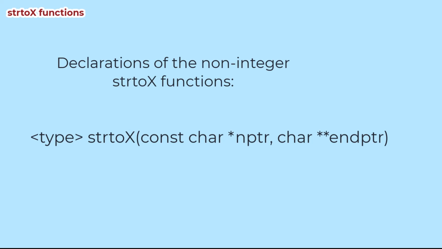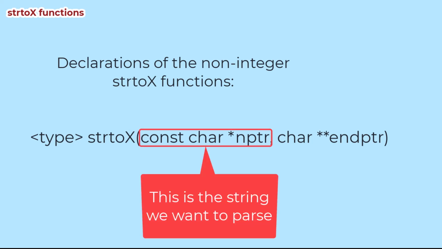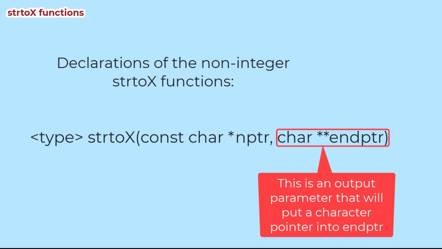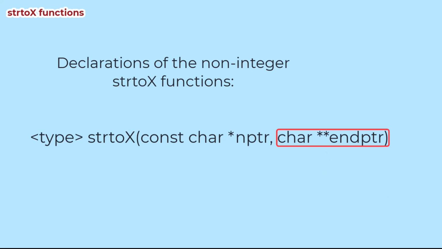Most use 2 parameters. I'll talk about that third parameter in a minute. The first parameter is a character pointer to the string you want to parse, and the second is a character pointer pointer. In other words, it's a pointer to a character pointer. It's going to use that as an output parameter to give you back a pointer to where the number you found ended in your string. Clearly, we need an example.